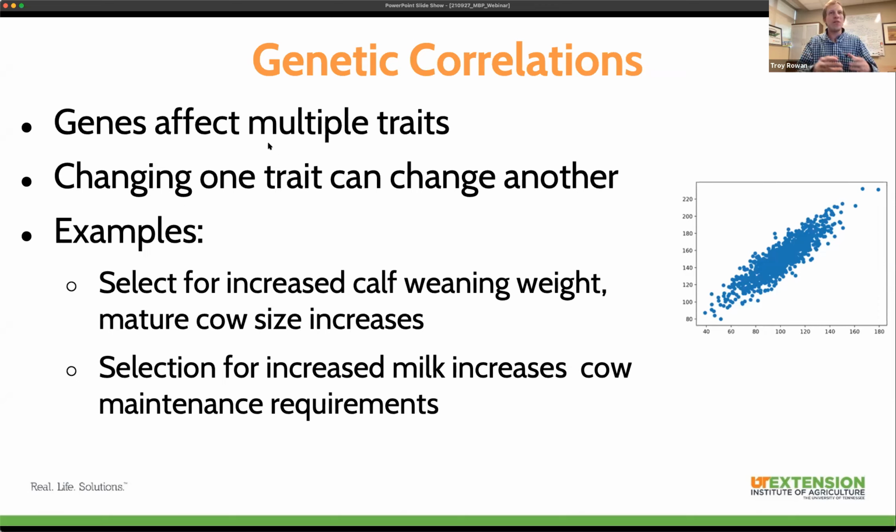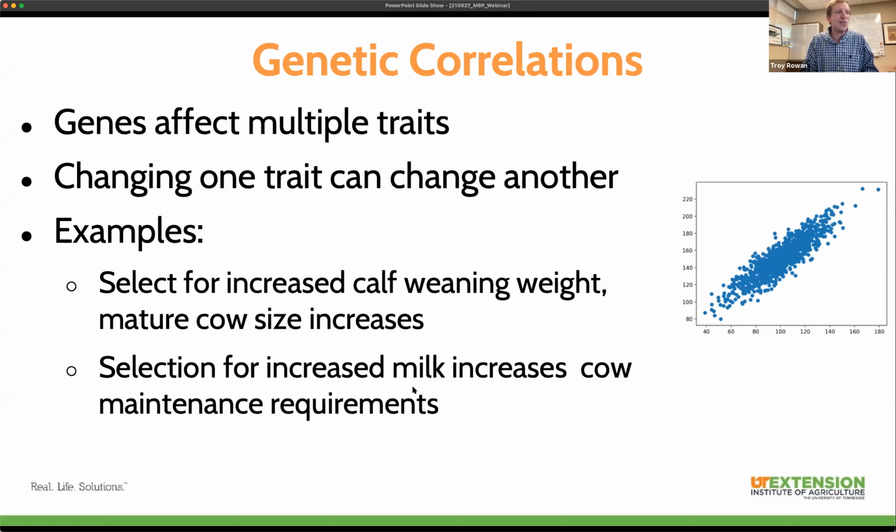That means that for certain traits, if we select for one trait, we're also going to increase another trait, even though we might not be doing selection on it. That's because of these genetic correlations, due to shared genetics that govern the expression of these traits on a genetic level. For example, if we're selecting for increased calf weaning weight, a trait that we care a lot about if we're selling at weaning, we're also going to increase the mature cow weight of our herd. That's because of these shared genetics that are governing these traits.